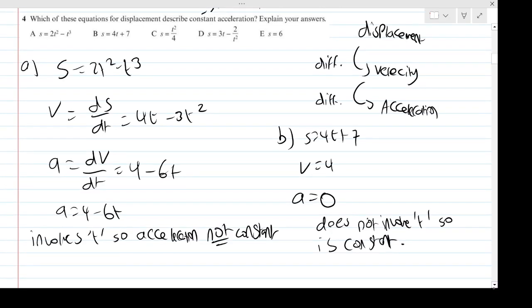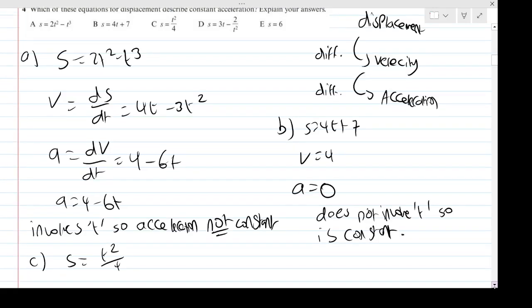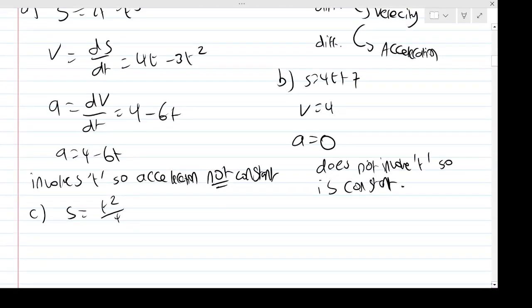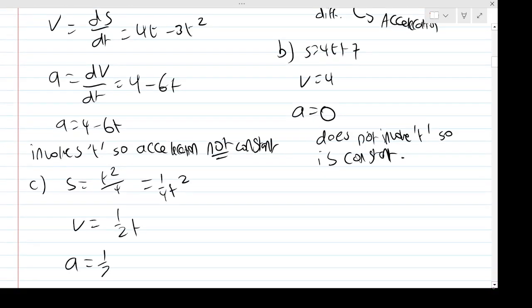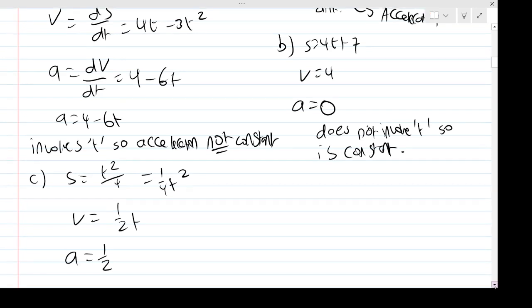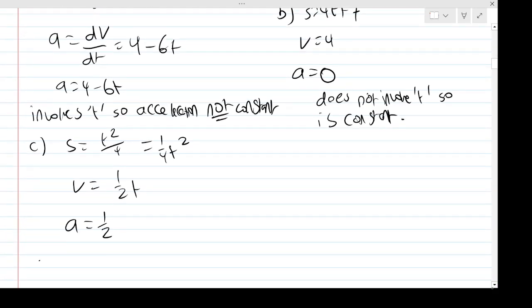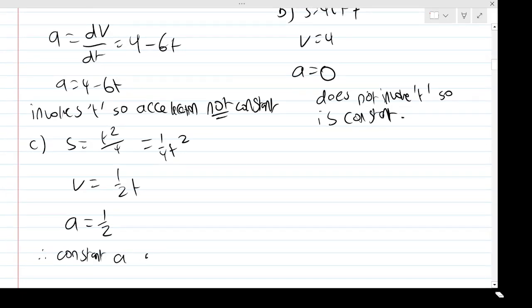Now in part C, we have s is t squared over 4. Or, to make it nicer, this is a quarter t squared. If I differentiate, I get the velocity. Differentiating a quarter t squared goes to 2 over 4, or half t. And then if I differentiate again, the acceleration is just a half. Again, it's a fixed number. There's no t involved, so it is a constant acceleration. Okay.